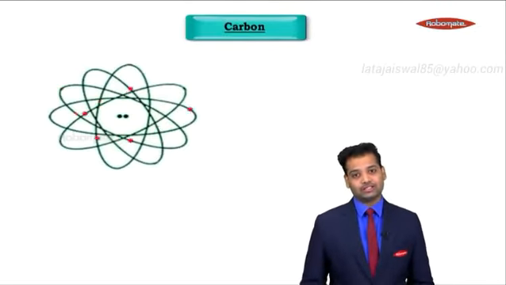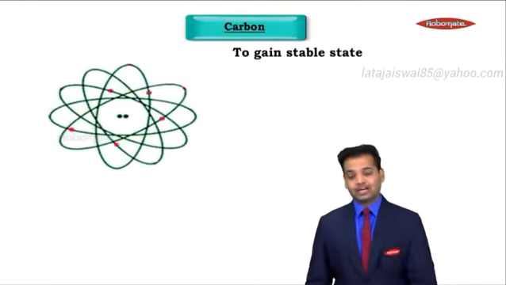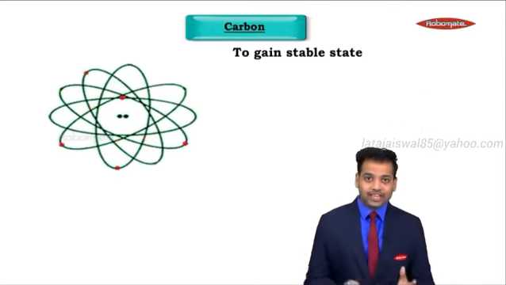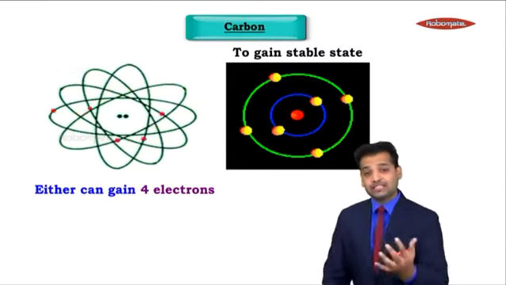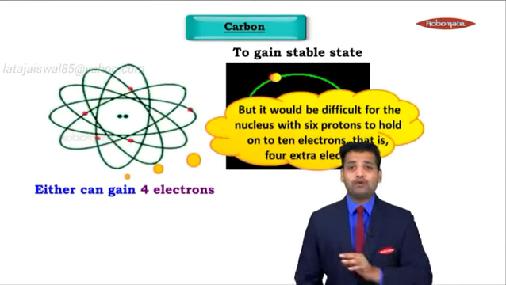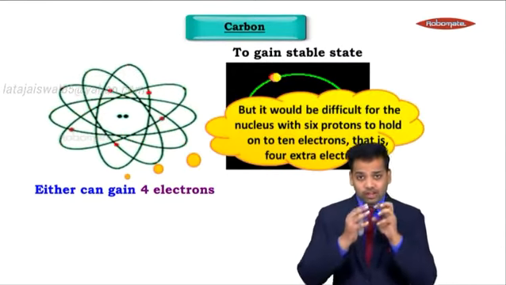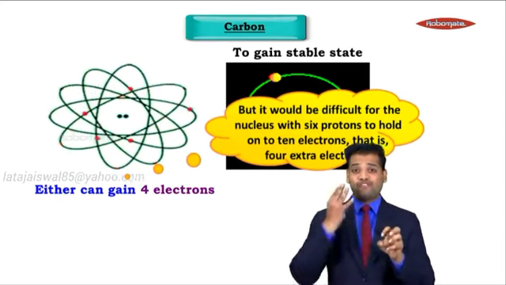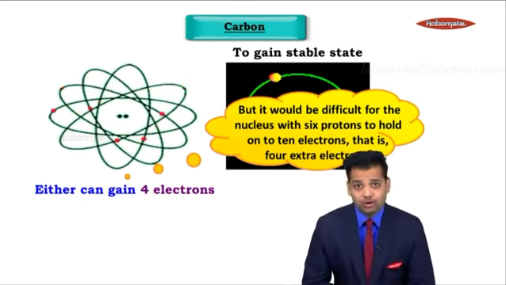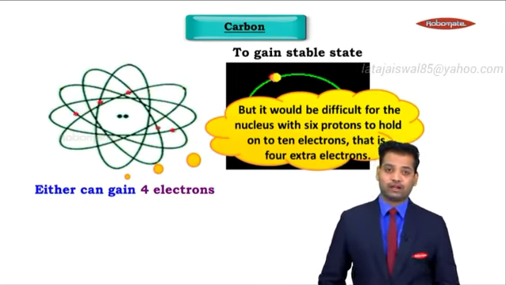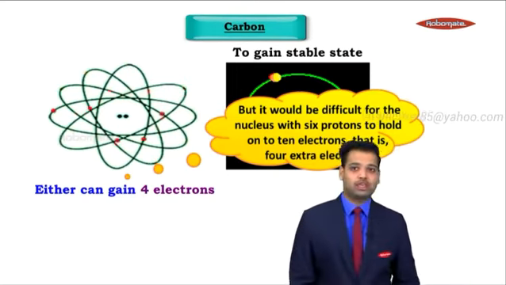Carbon, my dear friends, has two options. To attain a stable state, it can either gain 4 electrons. That means it can take 4 electrons, but it would be mighty difficult for the nucleus to hold on to 4 extra electrons, that is just 6 protons and 10 electrons. It would be really difficult. So rule that out. It cannot gain 4 electrons.